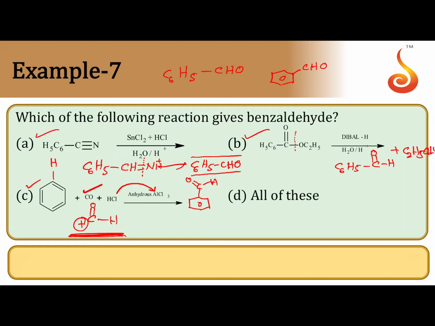So C also gives benzaldehyde. That's why the correct option is D. D is the correct option for this question. First one is Stephen reduction. Second one, reduction of ester by DIBAL-H, diisobutyl aluminium hydride. This is a bulky reducing agent, so the reaction generally stops with the formation of aldehyde. Benzaldehyde we can get. Then the Gattermann-Koch formylation. So all are able to produce benzaldehyde.